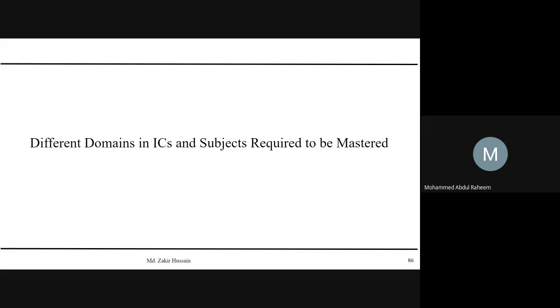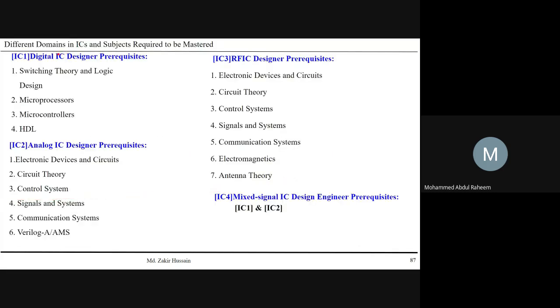So let's proceed to something different: domains in ICs and subjects required to be mastered. Here I have categorized them. If you want to become a digital IC designer, these are a few subjects that I have listed. Anyway, I will share this slide with you. You can go through it. In your engineering, you have plenty of subjects, right? Some may want to become a digital IC design engineer. For them, these are the subjects. Some may want to go into analog IC, and these are the subjects one must master.